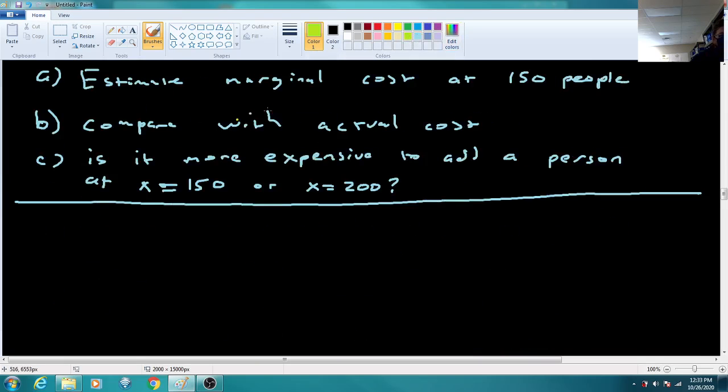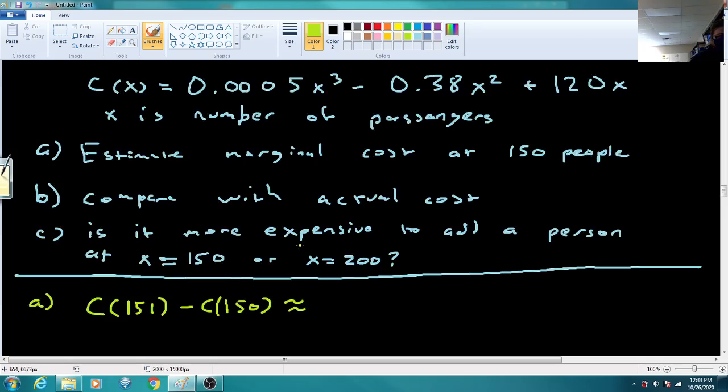So now what we want to do is solve this. We'll say, all right, to estimate the marginal cost of 150, it's the cost of 151 minus the cost of 150. And we're going to approximate that by the derivative of the cost function at 150. So we're going to approximate the marginal cost by using the derivative. We're going to basically use the power rule to calculate this.